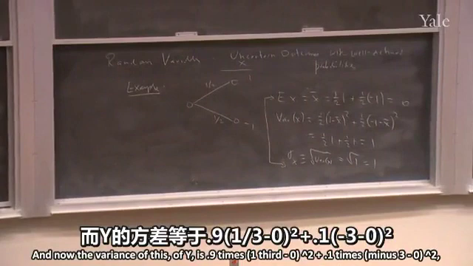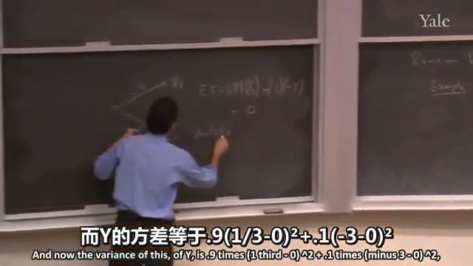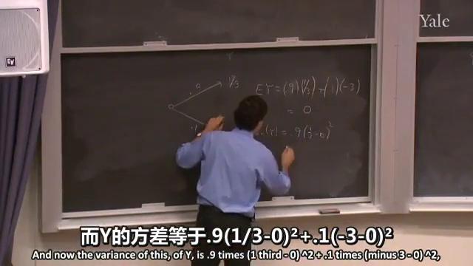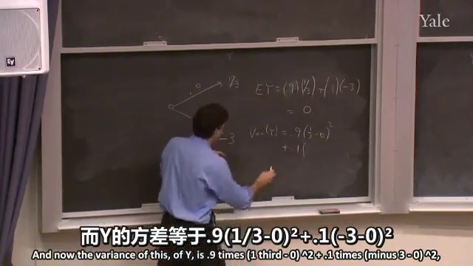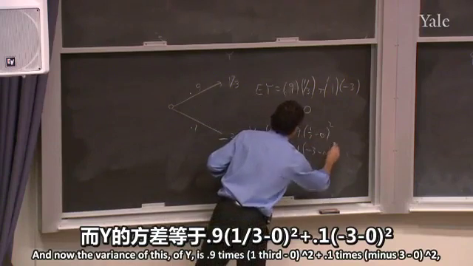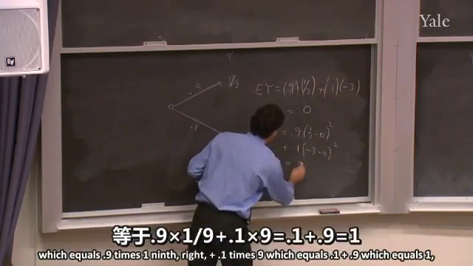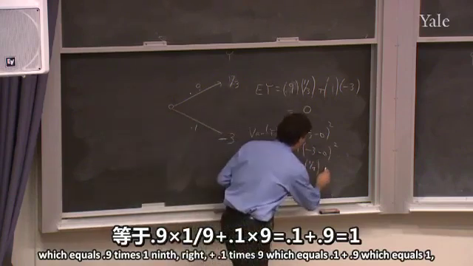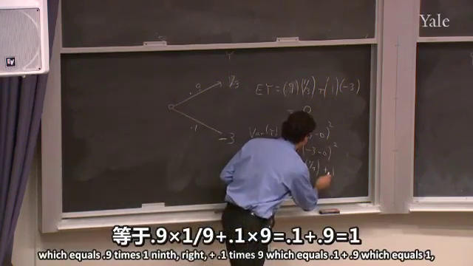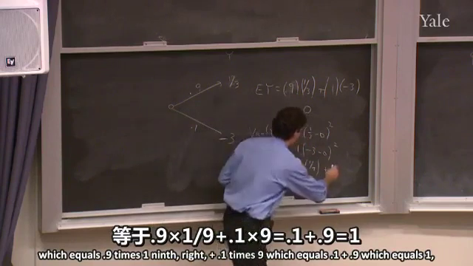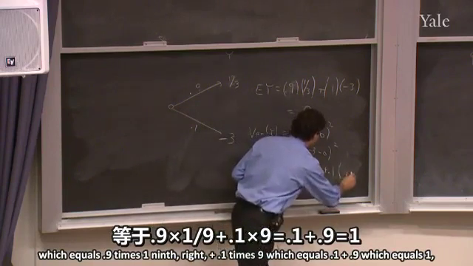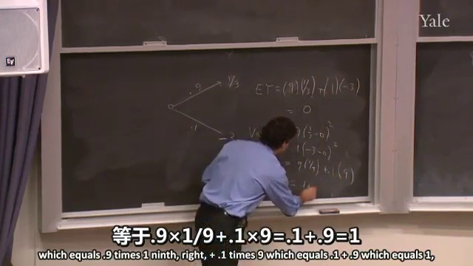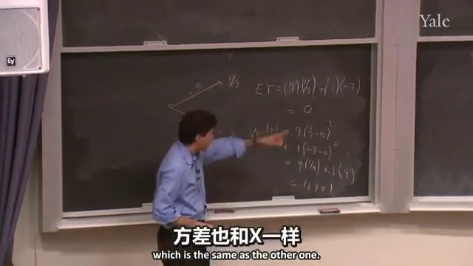And now the variance of y is 0.9 times a third minus 0 squared plus 0.1 times minus 3 minus 0 squared, which equals 0.9 times 1/9, right, plus 0.1 times 9, okay, which equals 0.1 plus 0.9, which equals 1, which is the same as the other one.